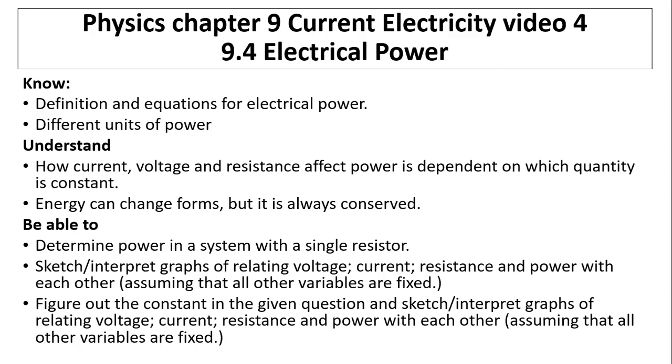Objectives: know the definition and equations for electrical power, know the different units for power, understand how current, voltage, and resistance affect power, depending on which quantity is constant. Understand that energy can change form, but it is always conserved. Be able to determine power in a system with a single resistor. Be able to sketch or interpret graphs relating voltage, current, resistance, and power with each other.